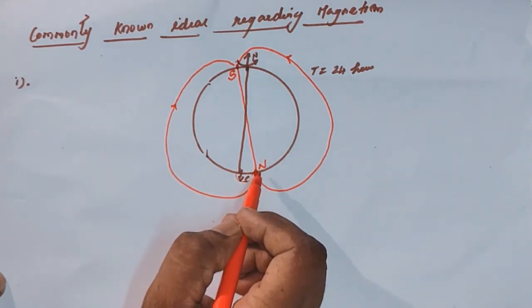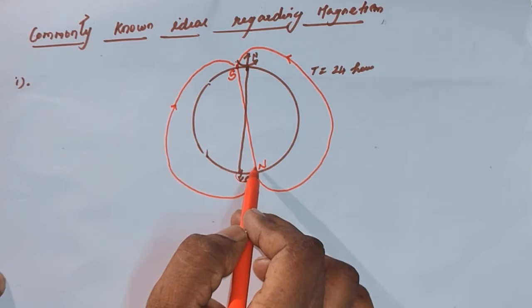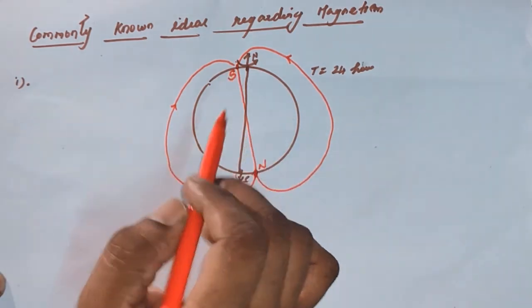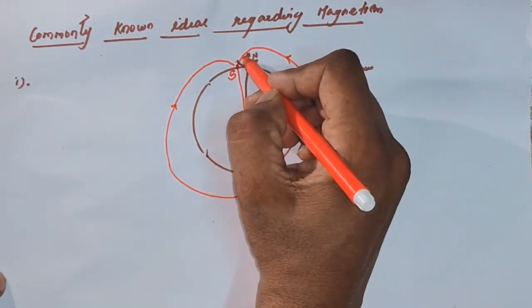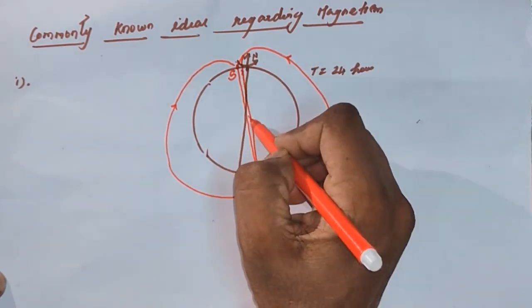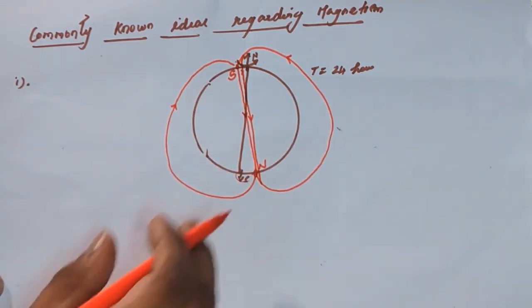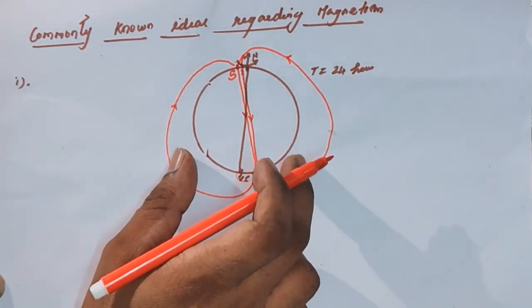If you consider a bar magnet, the magnetic field lines always start from the north pole and end at the south pole, but they form a closed loop. They can go inside also, but they never intersect, so they form a closed loop. This is the basic understanding we have to know.